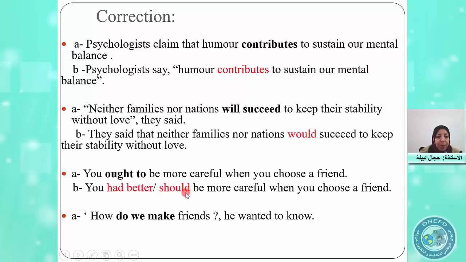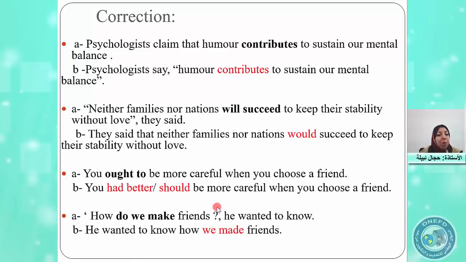Sentence 3. You ought to be more careful when you choose a friend. So this sentence expresses advice with ought to. When you transform it, you can use anything else that expresses the same function. Had better or should be more careful when you choose a friend.